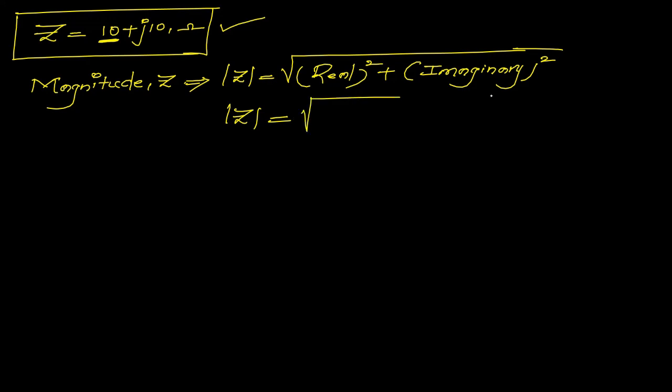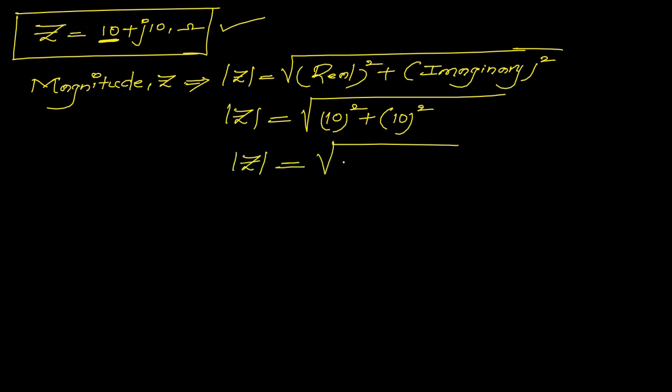Now see here, real square means 10 square, that is the value of resistance. Imaginary square, again the value of imaginary is 10 square. So mod Z is equal to, here 10 square means 100 plus 10 square means 100. Now mod Z is equal to under root 200.